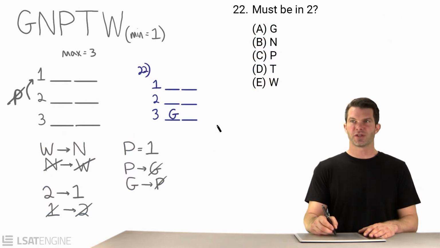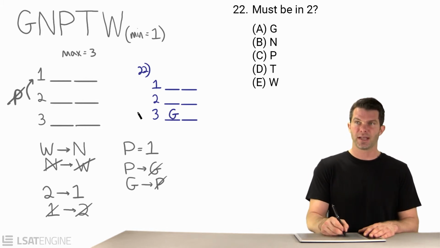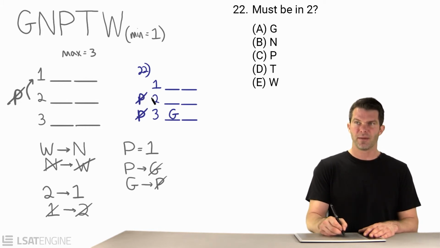Question 22 tells us that G is in center 3, and it asks what must be in 2. So let's make some deductions based on this new information. What do we know about glass? It can't go with plastic, and so we can't have plastic in 3. Let's carry over our other deduction about plastic. So it can't be in 2, but it's got to go somewhere. So it's going to have to go in 1, and that means we can't have glass in 1.